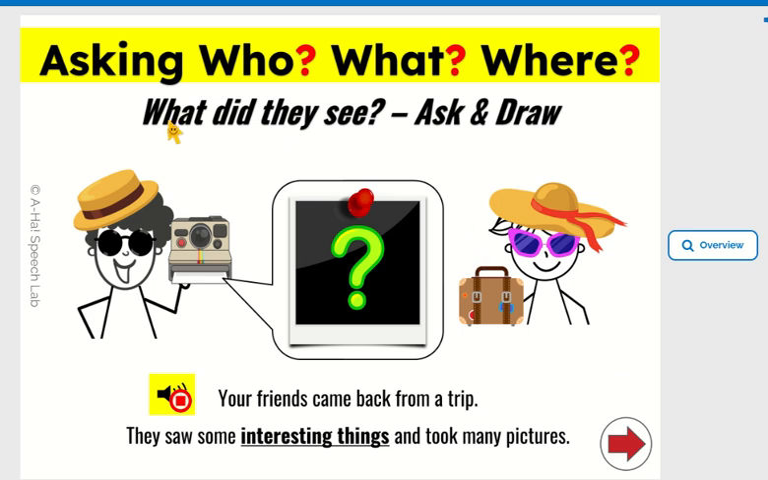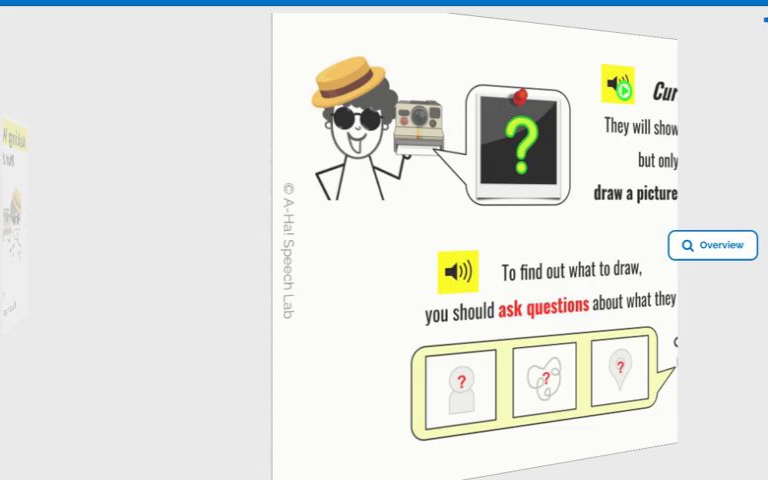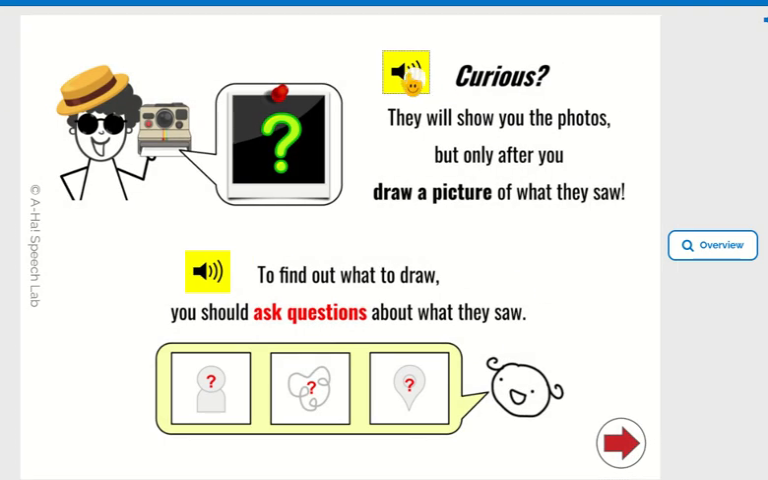Okay, so that's what it says up here. Once this page loads, it'll start reading the instructions automatically. If you want to stop it, here's a button to do so. It says your friends came back from a trip and they saw some interesting things and took many pictures. That's the context. Again, it's reading at the top. It says they will show you the photos, but only after you draw a picture of what they saw.